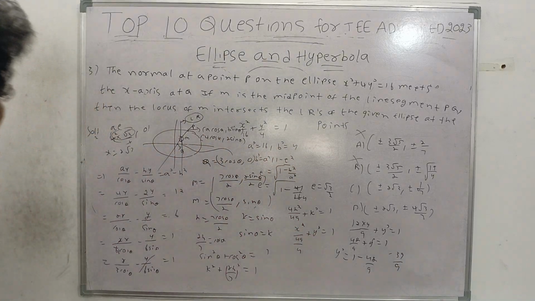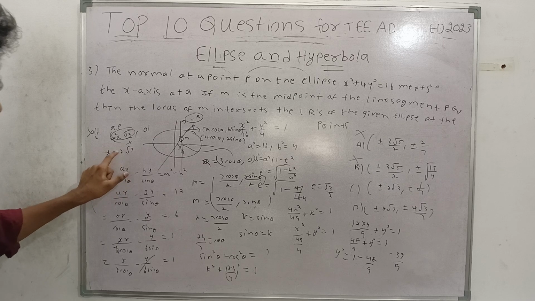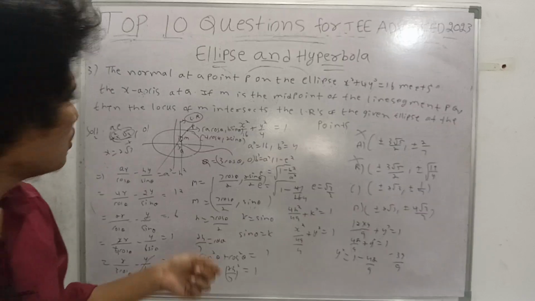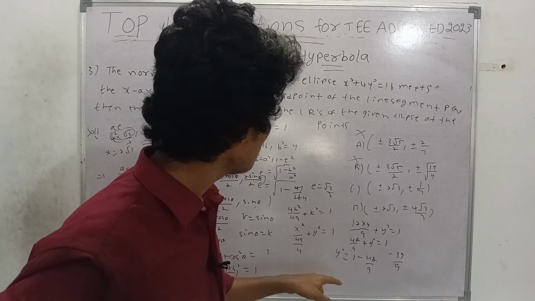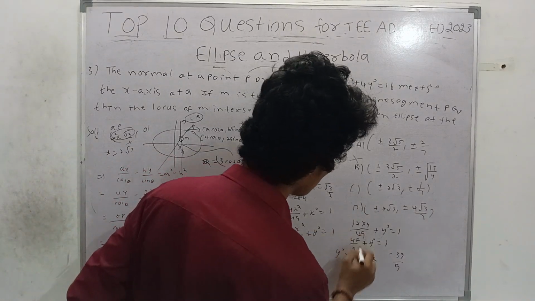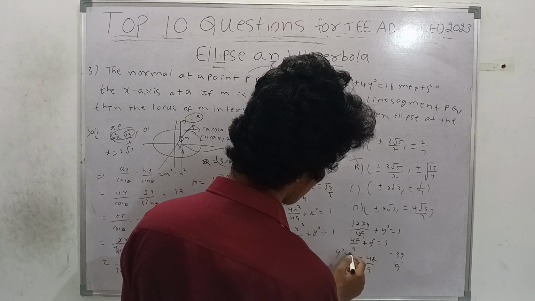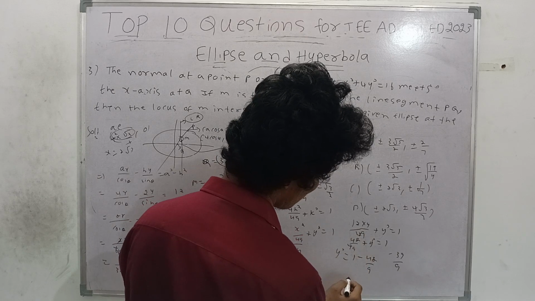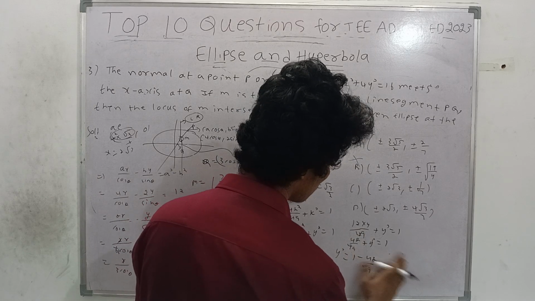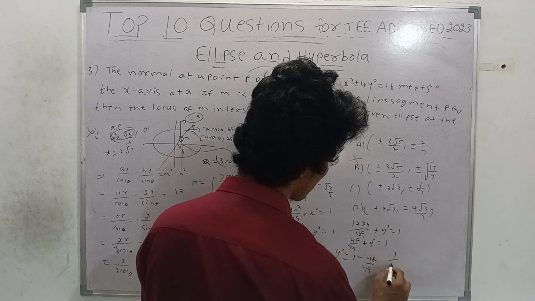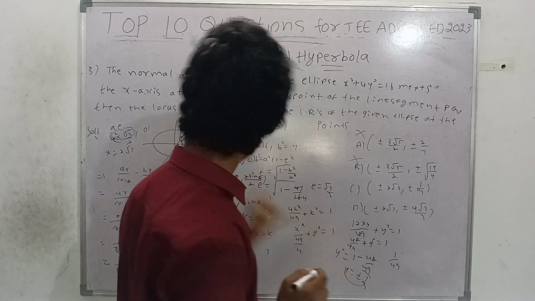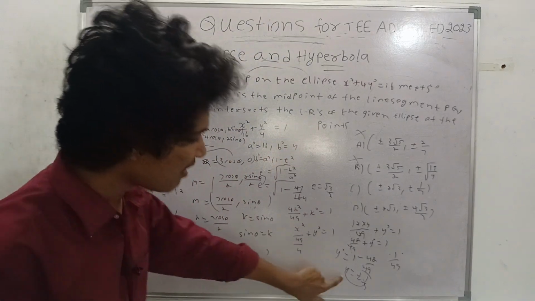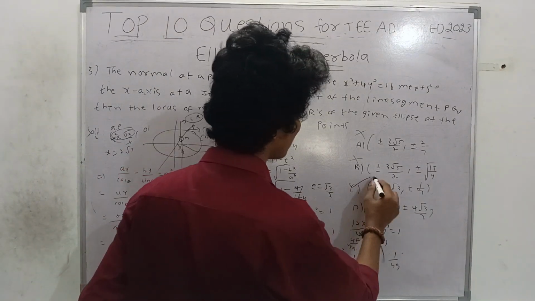Is this correct? This is the x value, it is 2 root 3. 2 root 3 whole square is 2 square 4, 4 threes are 12. Here it is 49 now. Here it is 49. 49 minus 48 will be 1. 1 divided by 49. So y equals plus or minus 1 by 7. So the x coordinate is plus or minus 2 root 3 and the y coordinate is plus or minus 1 by 7. So option C is correct.